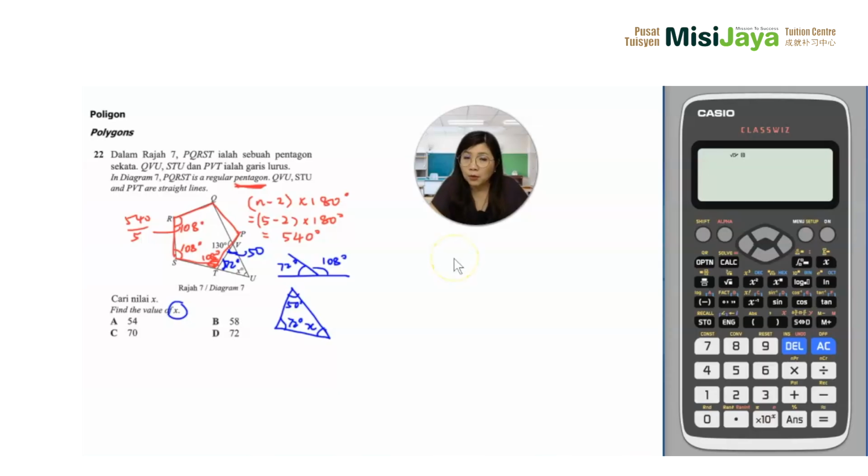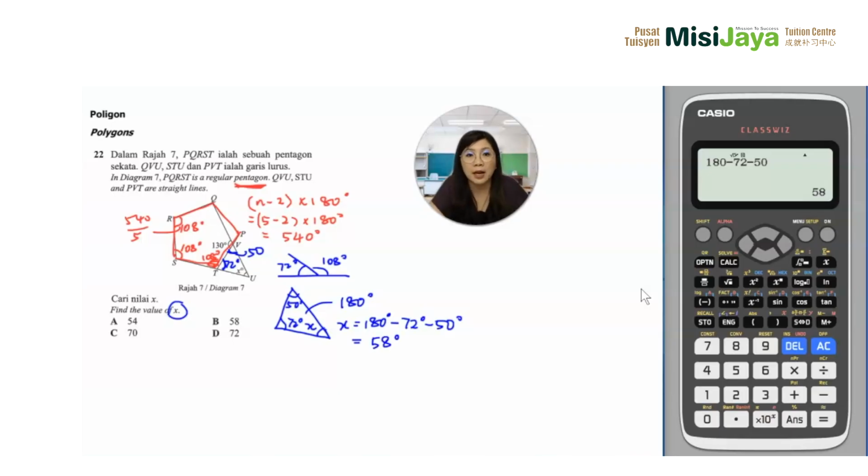As we all know, the sum of angles of a triangle is 180. In order to get x, I'm going to use 180 minus the other 2 angles, so minus 72 degrees and minus 50 degrees. Let's see what we get. Let's use a calculator: 180 minus 72 minus 50, and we get 58. So x equals 58.